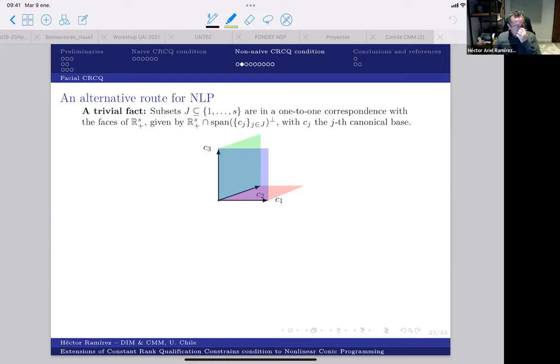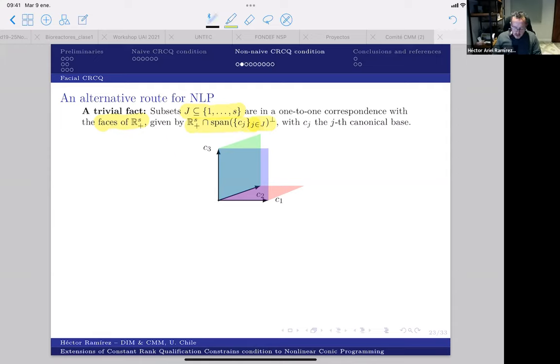It's as follows. First, we note a very trivial fact: if you take any subset of the inequalities, this subset has a one-to-one correspondence with the faces, that's the key one, of the positive orthant, given by this expression. Now, I can give an example.